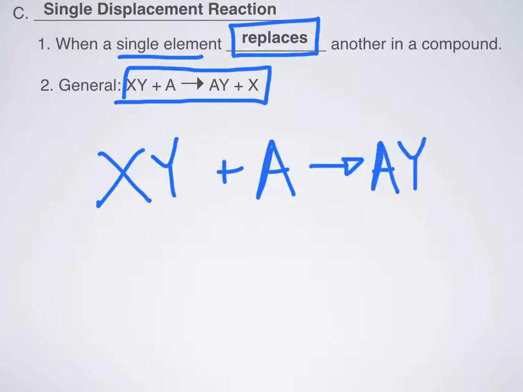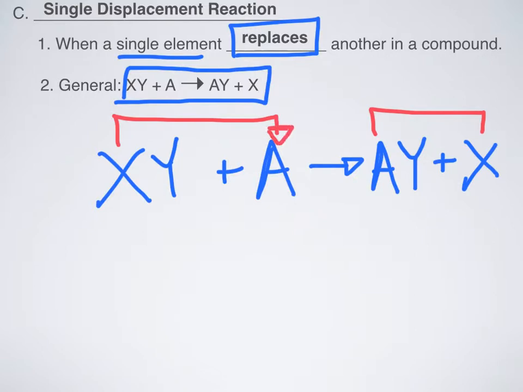That element by itself will replace something, and so I'm going to use a different color. The way that I often represent that is like this. So these guys switched spots. The X and the A switched spots, and that is a single displacement reaction because only one thing is switching spots.